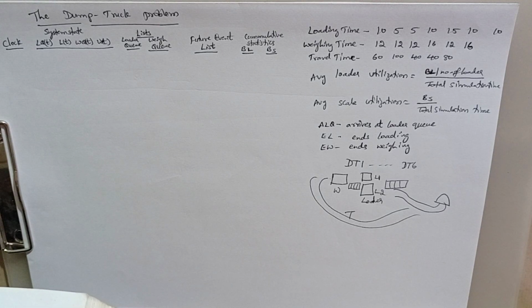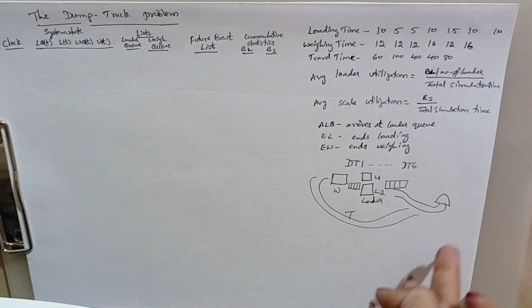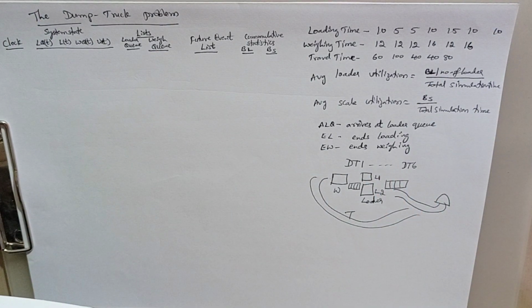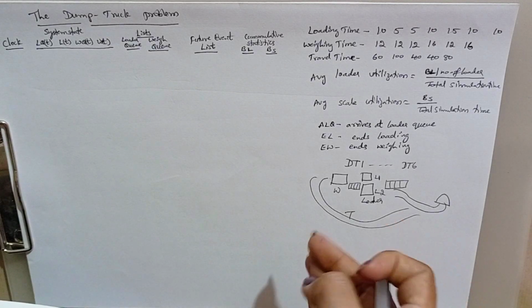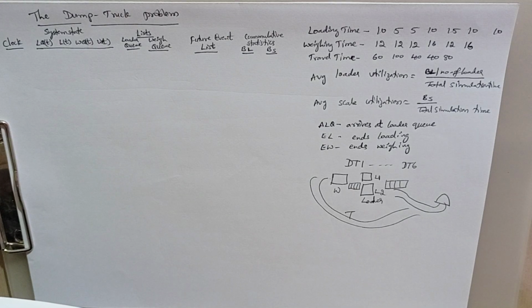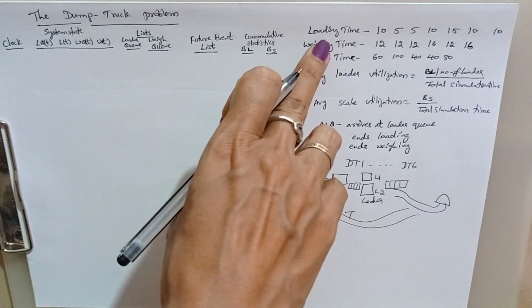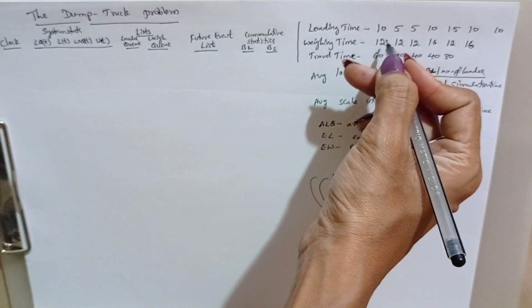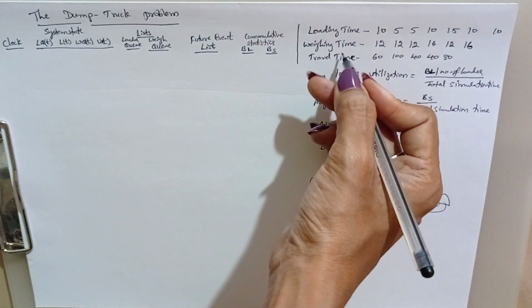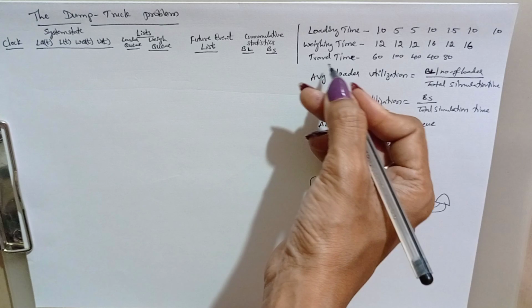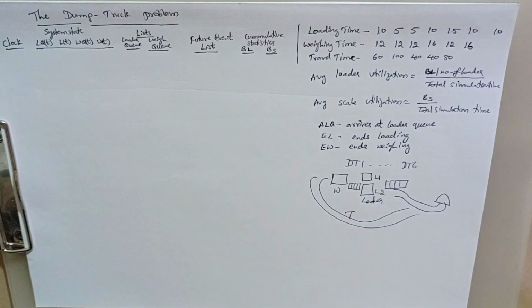This is the procedure. After traveling is completed, they can join the loader queue again. All this happens in first come first serve, FIFO order. Unloading, that is going and unloading, the time is negligible. After returning to the loader queue, it will be the same again. The distribution values are given as loading time 10, 5, 5, 10, 15, 10, 10 and weighing time 12, 12, 12, 16, 12, 16 and travel time 60, 100, 40, 40, 80. This is given. Now we'll see the procedure.